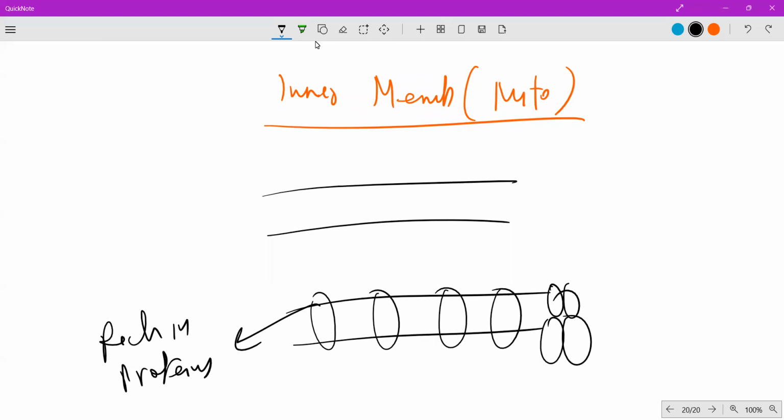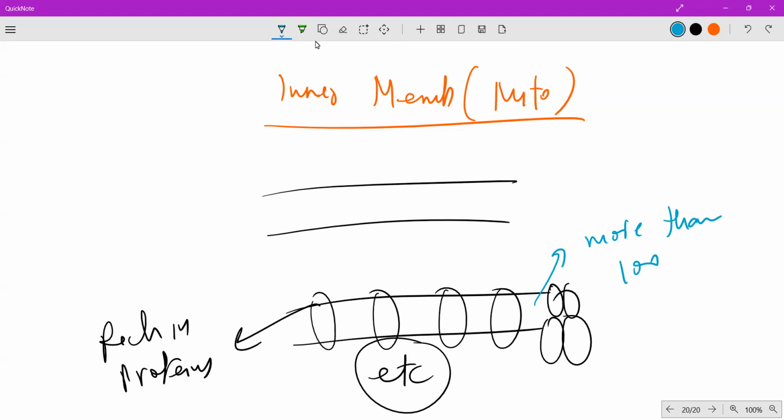It is rich in proteins because of the presence of different components of ETC. And this is what we have seen: if you look at the inner membrane, we have more than 100 different polypeptides, which are found in the inner membrane.